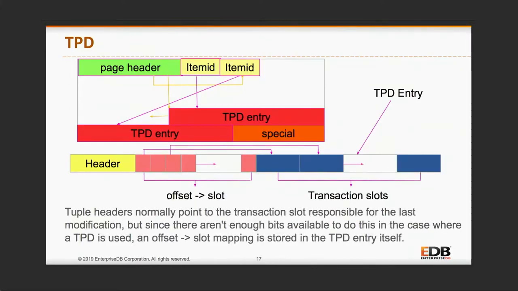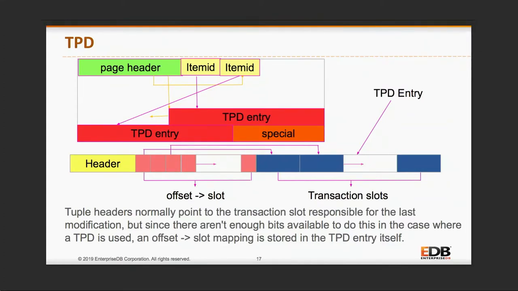So this is what a TPD page typically looks like, right? Every tuple header typically points to a transaction slot, but the tuple header is of fixed size. So we cannot, if we extend the number of transaction slots, then it will be a problem for each tuple to point to a slot, right?